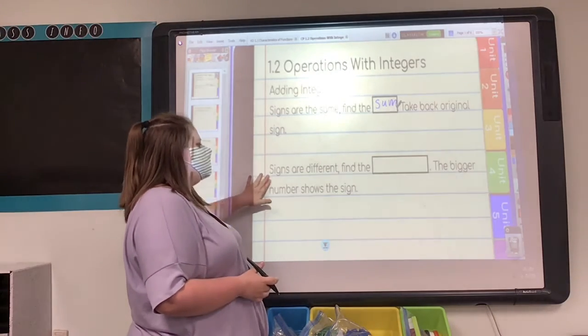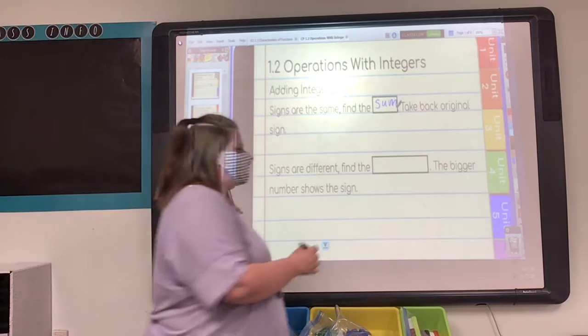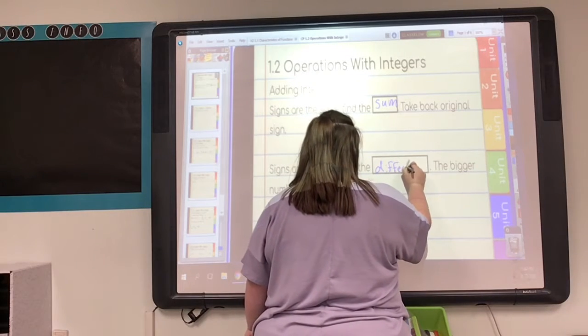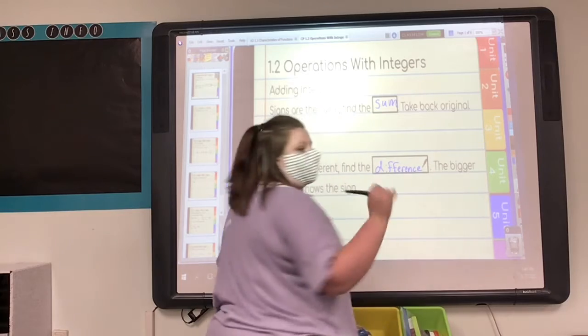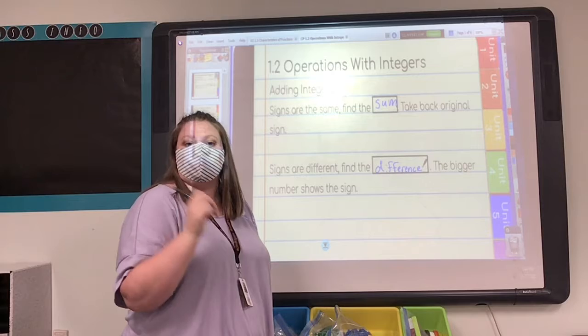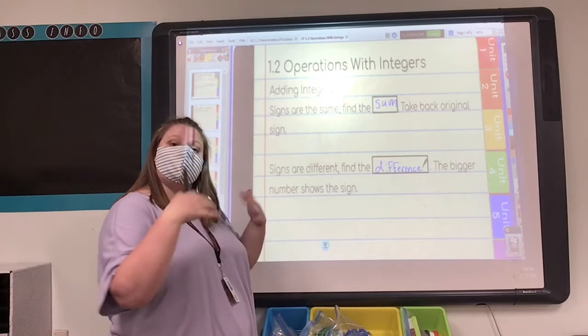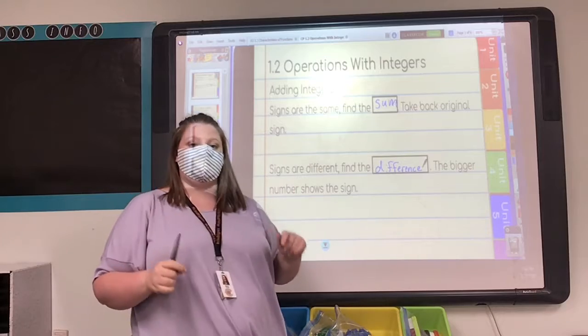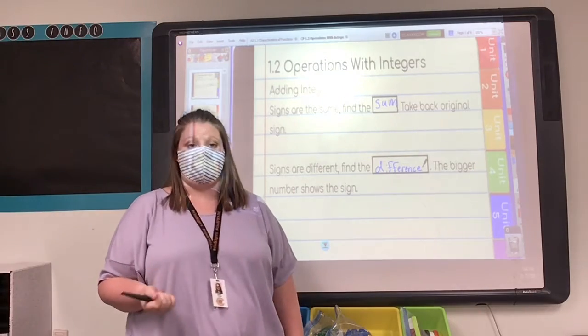And then if the signs are different, we're going to find the difference, which means we're going to subtract them. When we do that, we're just going to pretend like the positives and negatives aren't there. And then at the very end, after we've subtracted, to get the sign for our final answer, we're going to look at the bigger number, and that's going to tell us what the sign needs to be.